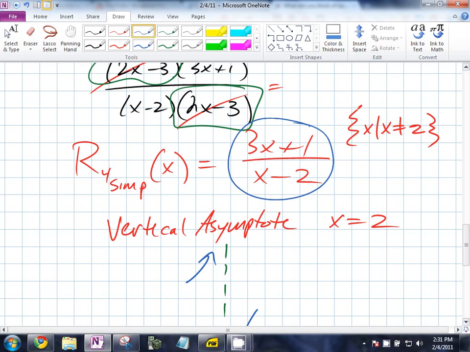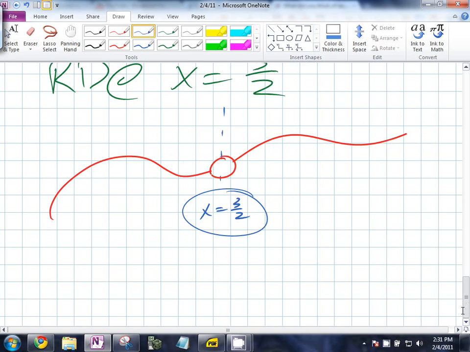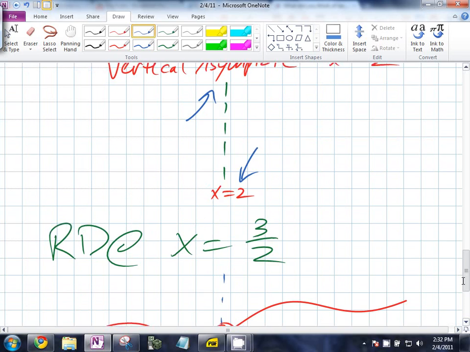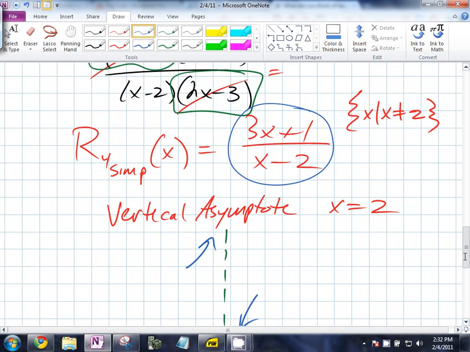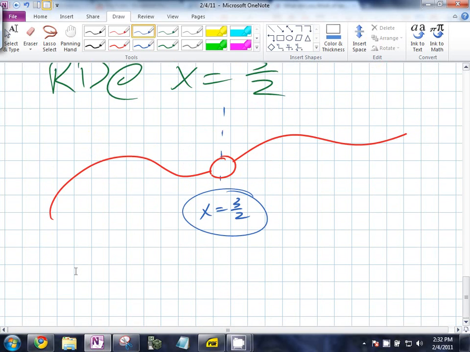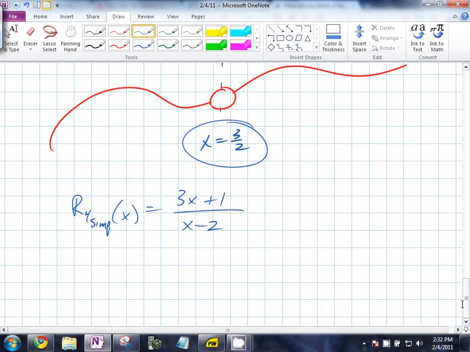So what was that function? Where is it? There it is. 3x plus 1 over x minus 2. R for simplified was 3x plus what? Over... So if we want to know where the removable discontinuity occurs, we plug in r for simplified of 3 over 2, which is going to be 3 times 3 over 2 plus 1, all over x minus 2. I've got to actually put in the value. That's 3 over 2. That's correct.